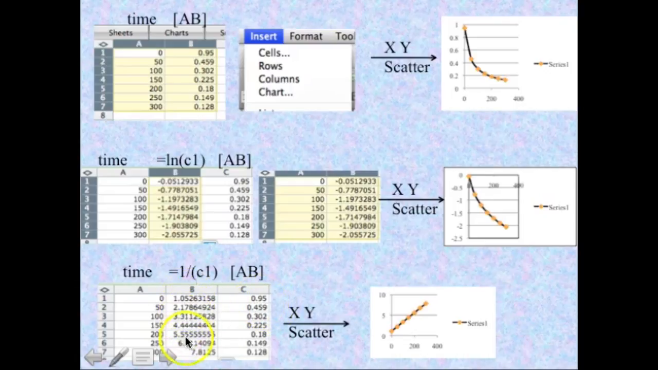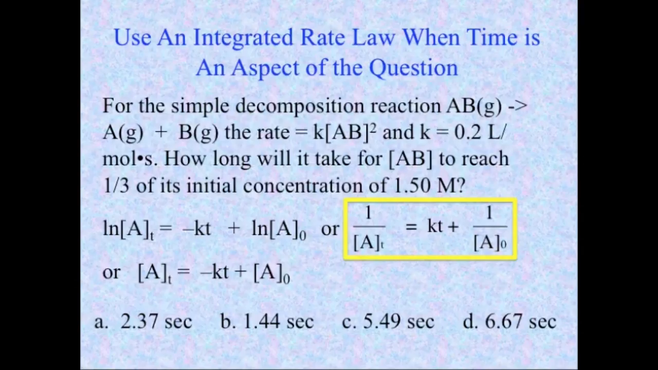And we do that for each one of these. We select A and B again, choose XY Scatter, and now we have a straight line. So we have a second order reaction here. So one question students have is, when do we use an integrated rate law? And the answer is simple. When time is an aspect of the question, we use the integrated rate law.